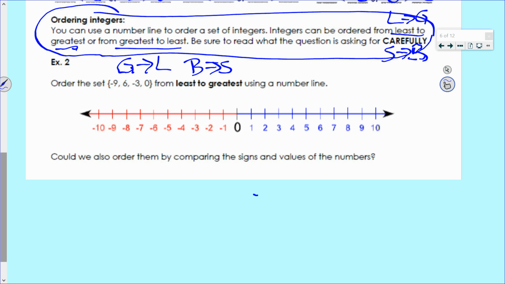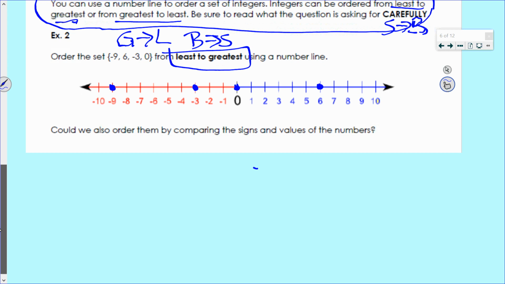Let's go ahead and use these numbers. We'll graph them first, and then we'll be able to order them. So -9 is going to be down here on the negative side, 9 spaces. 6 will be 6 spaces to the right of 0. -3 will be 3 spaces to the left of 0, because it's negative. 0 will be directly on the number line. Once I have put them onto the number line, it's going to be really easy to do least to greatest.